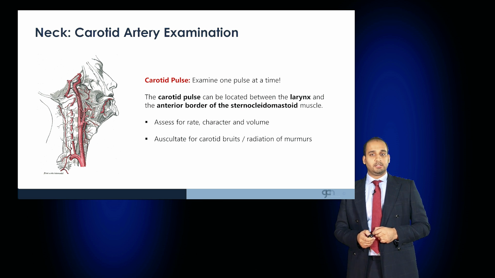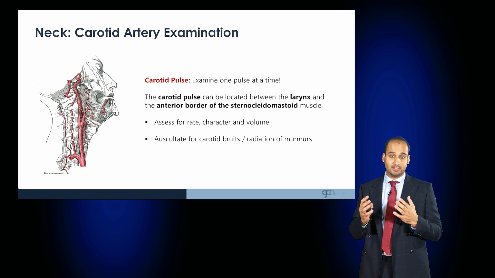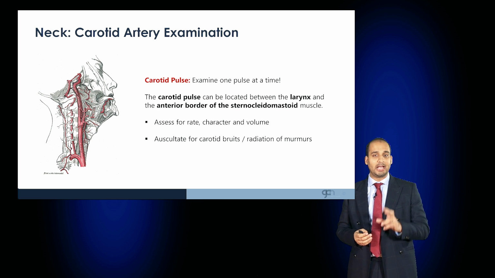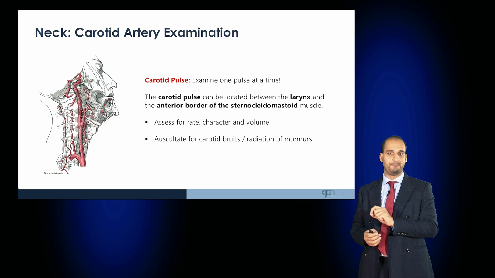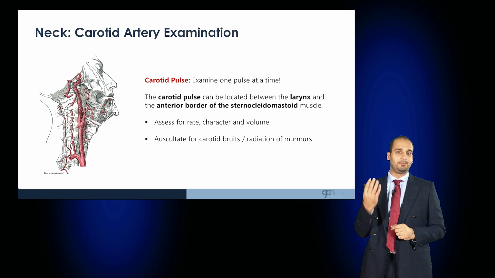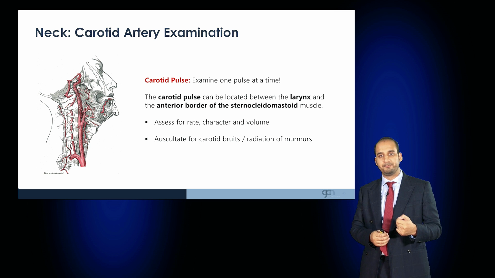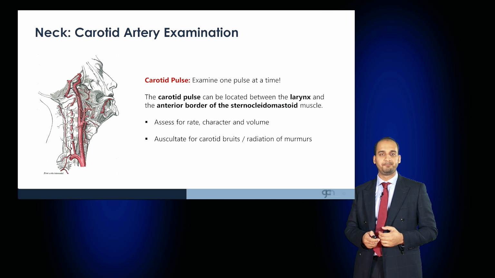Examine the carotid pulse. First, auscultate to ensure there are no obvious bruits so that you don't risk dislodging atheromatous plaque, and feel and palpate a carotid pulse one at a time. The carotid pulse is located between the larynx and the anterior border of the sternocleidomastoid, and here assess for rate, character and volume, as well as the presence of any bruits or radiation of murmurs.